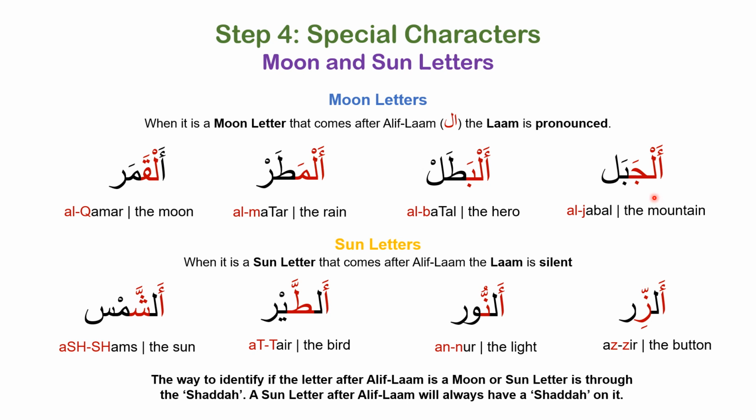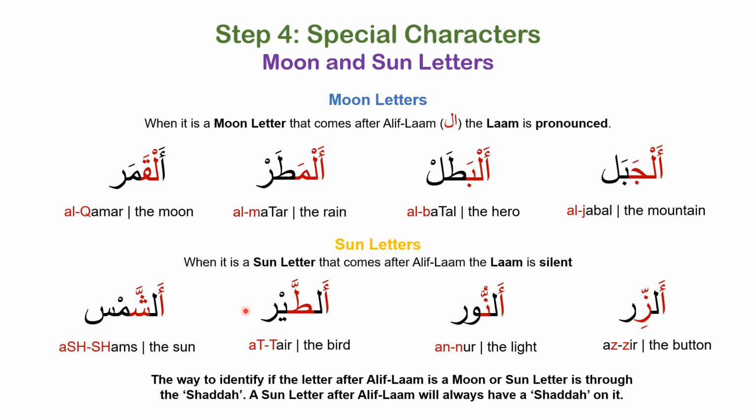So if you see a word where after alif lam, the next letter doesn't have a shadda, like this one, al-jabal, then jim is a moon letter, ba is a moon letter, mim is a moon letter, qaf is a moon letter, because they don't have a shadda on each of those letters. Whereas in the sun category, you will see after alif lam, each one has a shadda. Noon, shadda, ta has a shadda, sheen has a shadda. So that is the easiest way to identify if a letter is a sun letter or moon letter.